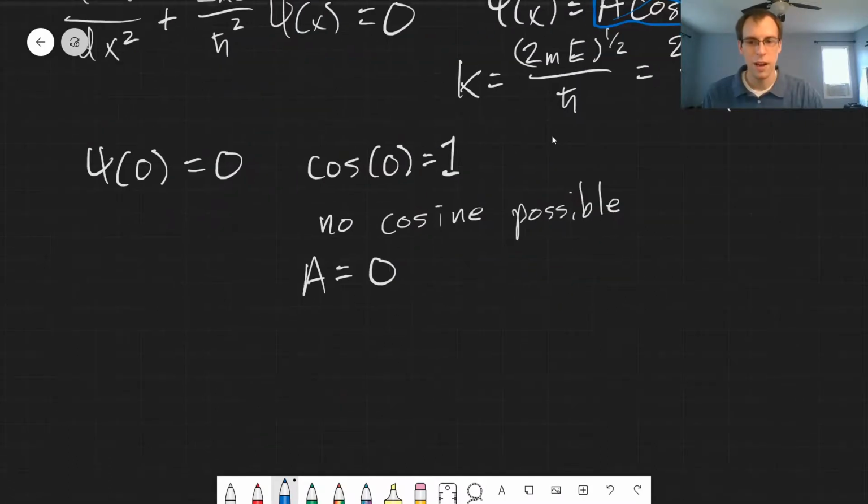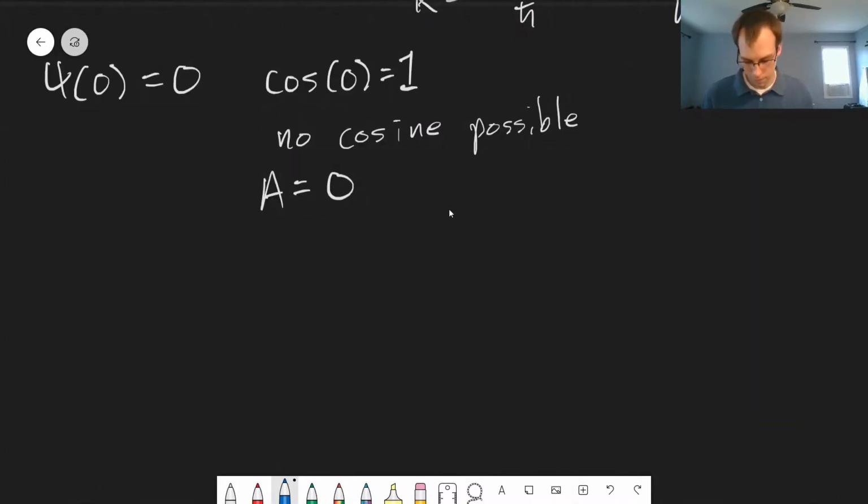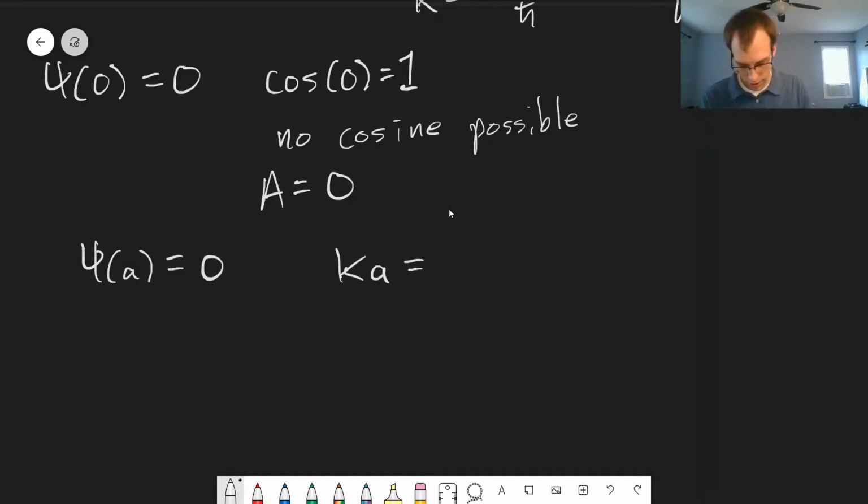Okay, and then our second boundary condition is just as important. It says that psi at a on the right-hand side of the box also has to be equal to 0. So that means, similar to what we saw before, that k times a has to be some integer multiple of pi.